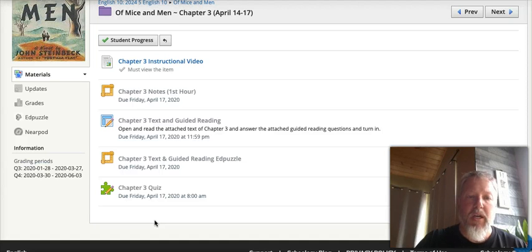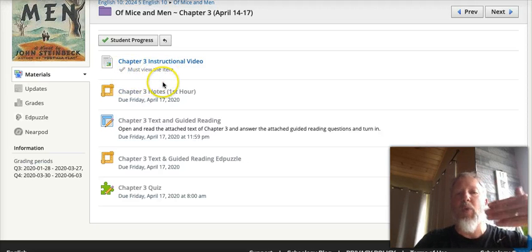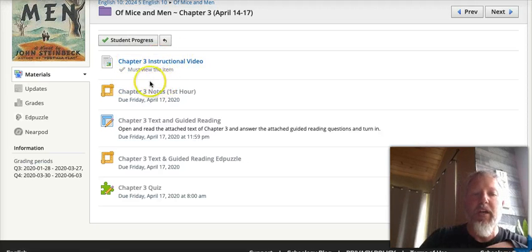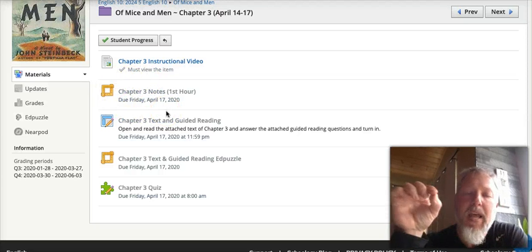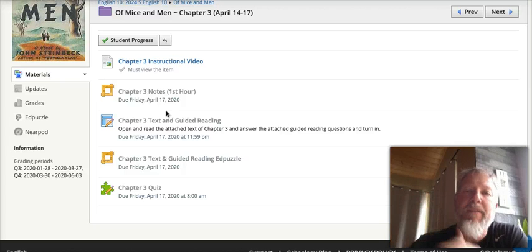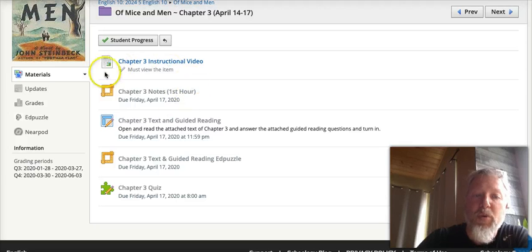Since we are here, let's talk about the assignments. Ideally, you watch the instructional video first, then you do the notes, because the notes is a 5-point assignment, and it's background information before you actually read the in-depth chapter. Doing the notes first gives you an idea of what to expect in the chapter.